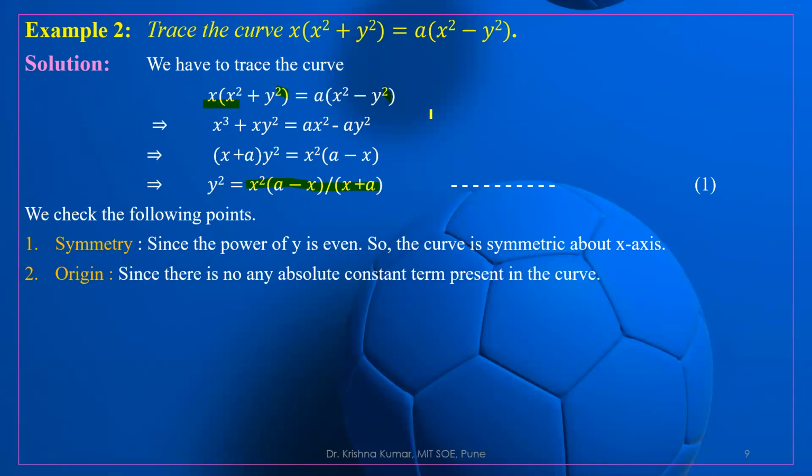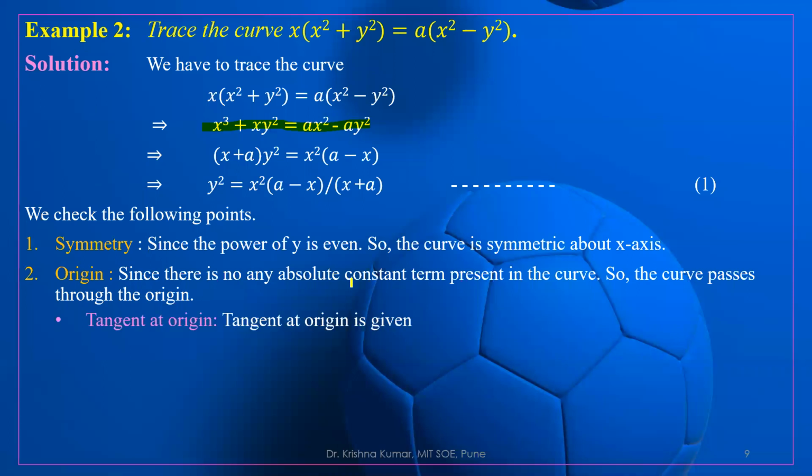Let us check about the origin. Since there is no absolute constant, just look here. Is there any absolute constant over here? No. If we take this, there are 4 terms in the curve, so there is no separate absolute constant. It is x cube, xy square, x square present over here, and y square present over here. So there is no absolute constant. Therefore, the curve passes through the origin.